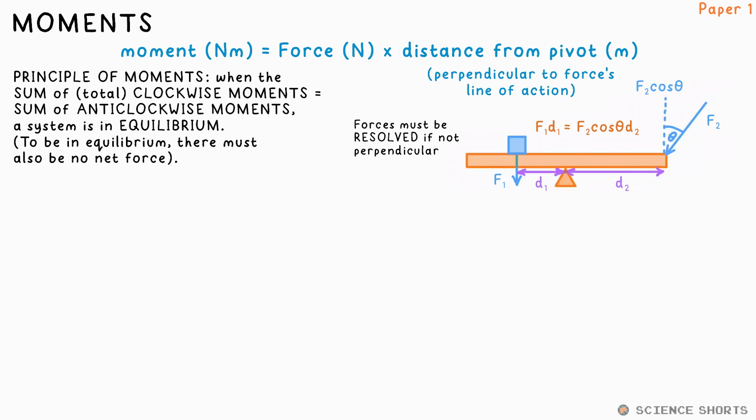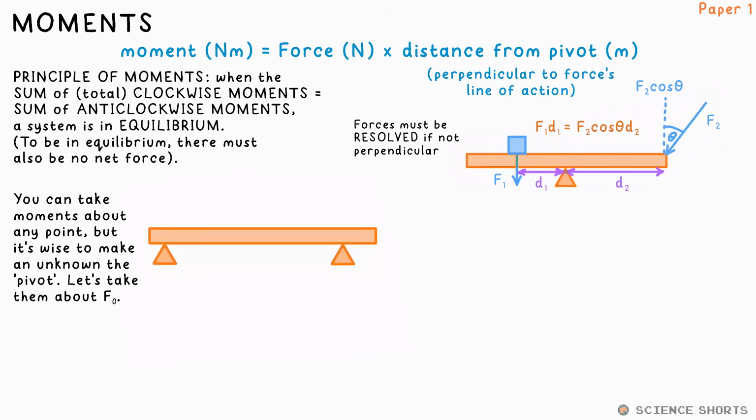In reality, there is another condition needed for an object to be in equilibrium, which you already know. There also can be no resultant force acting on the object. It turns out that the principle of moments can be applied to any scenario, even if there appears to be no pivot as such. In fact, you can make any point your imaginary pivot and it still works.